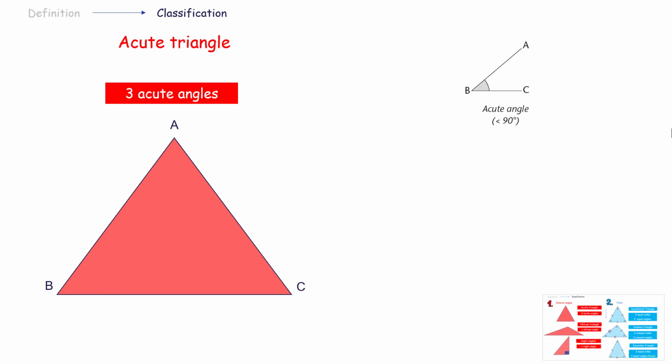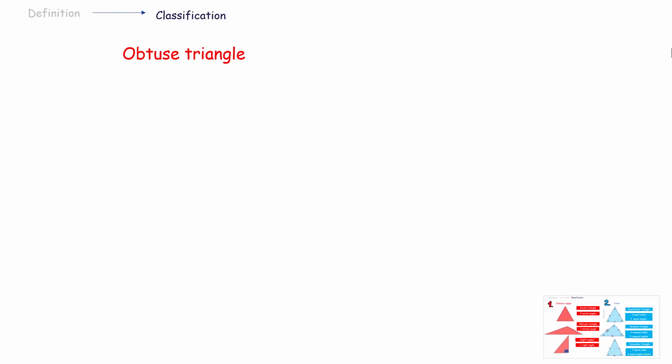Do you still remember what an acute angle is? It's an angle less than 90 degrees. So this means angle A is less than 90 degrees, angle B and angle C. Note the notation. You need a cap on the A to show that it's an angle. An obtuse triangle. There's one angle that is obtuse.